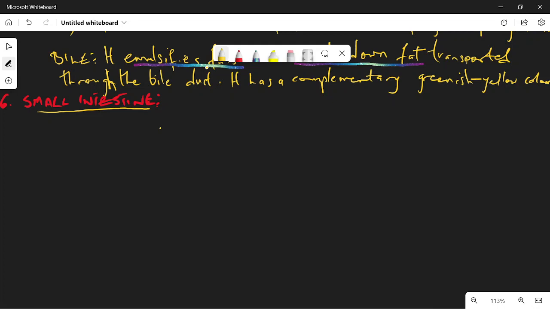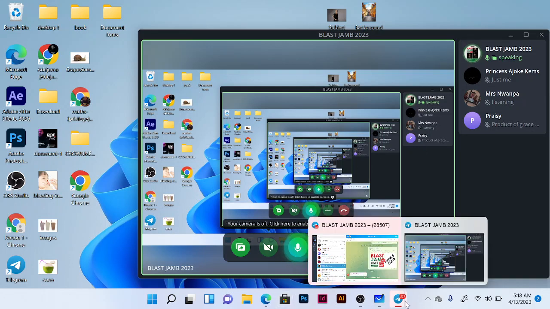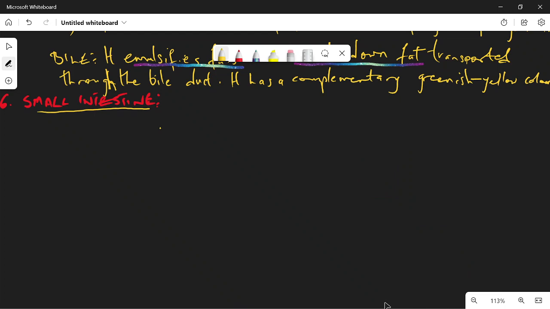First and foremost, remember that we've been digesting food, and we have just passed through the duodenum. So the food that is being digested in the duodenum is actively pushed into the small intestine. So what happens in the small intestine? That is what we want to quickly look at now. In the small intestine, which is also called the ileum, remember that I said the duodenum is the entrance into the small intestine.